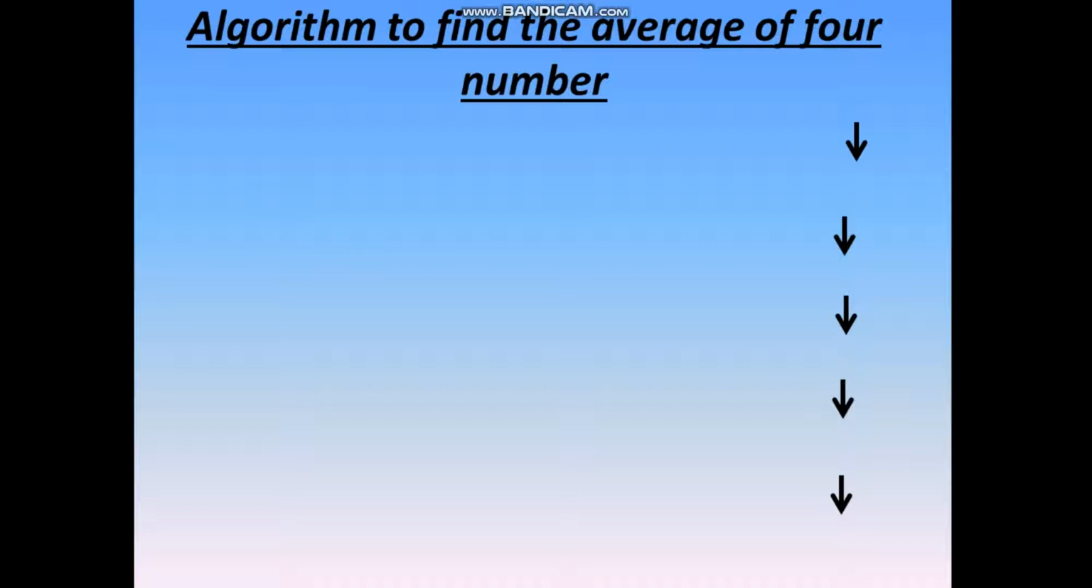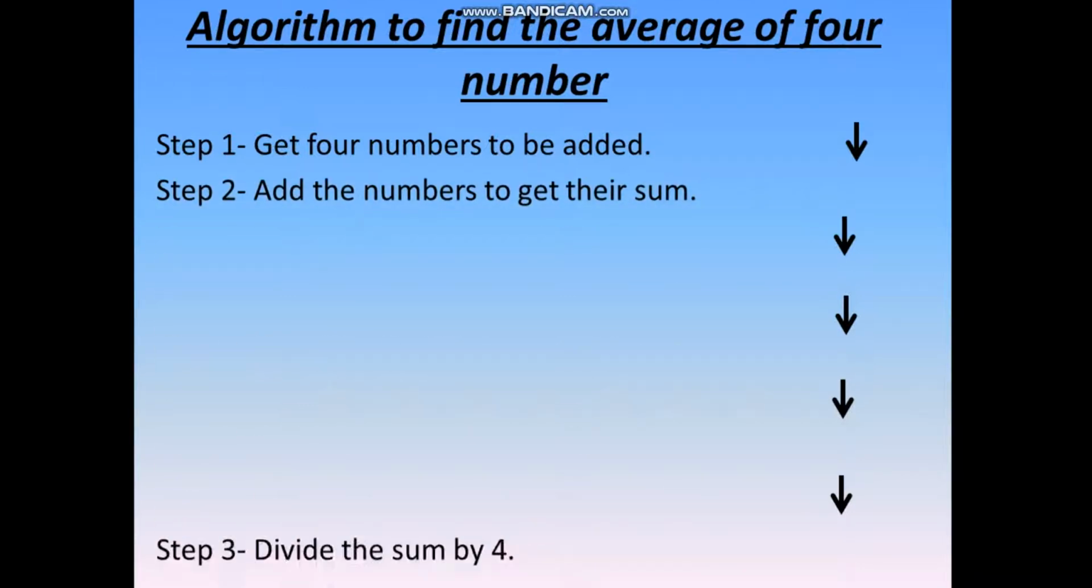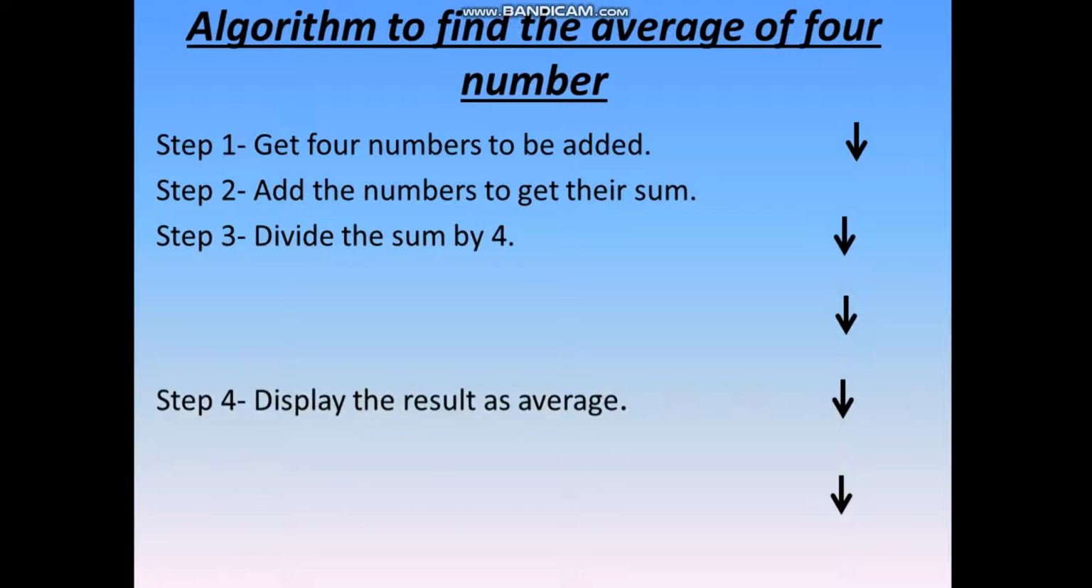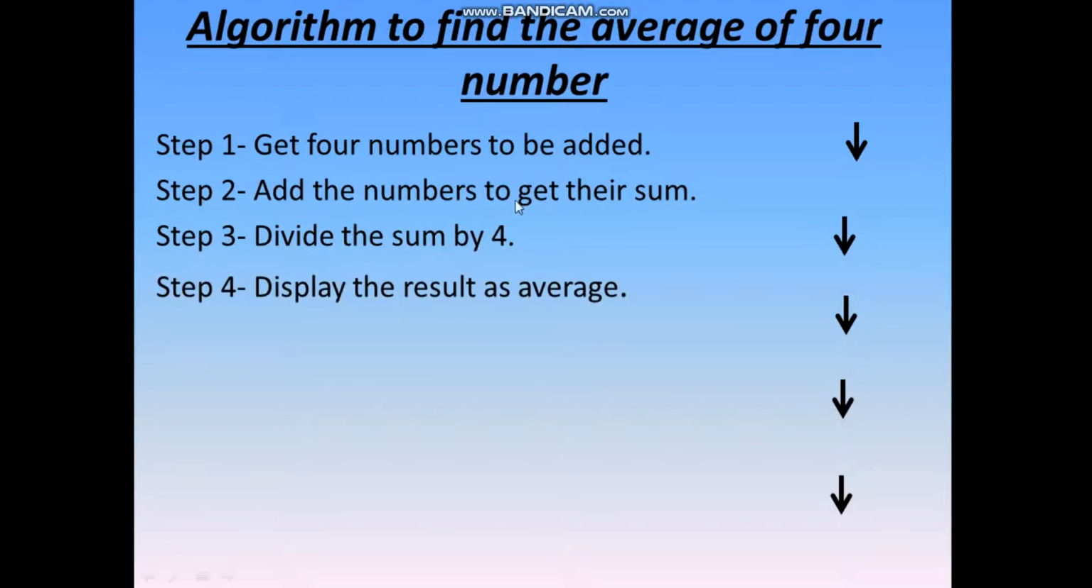So now we will see one example which we have seen in algorithm, that is how to find the average. This is the algorithm. When any problem is solved through steps, that is known as an algorithm. So here we will discuss how to find the average of four numbers. Then we will see how to make the same algorithm in the form of a flowchart. For that we will take four numbers, then we will add the numbers, then we will divide by 4, then we will display the result. So this is the algorithm.